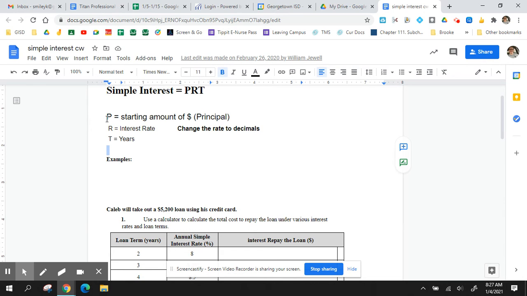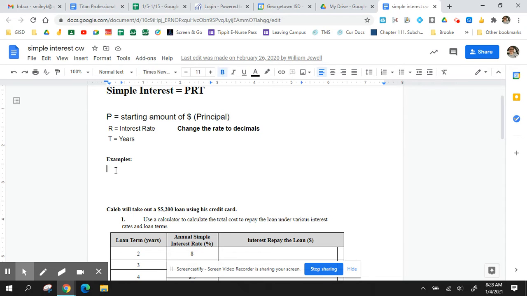Our P, which is our starting amount, is also known as the principal. Our R is our interest rate, and we're always going to have to change that rate to a decimal. We'll do an example in just a second. And then our T is our time, and that's in years. So how long are we going to pay this loan back for? Sometimes they give it to you in months, but you do have to change it to years.